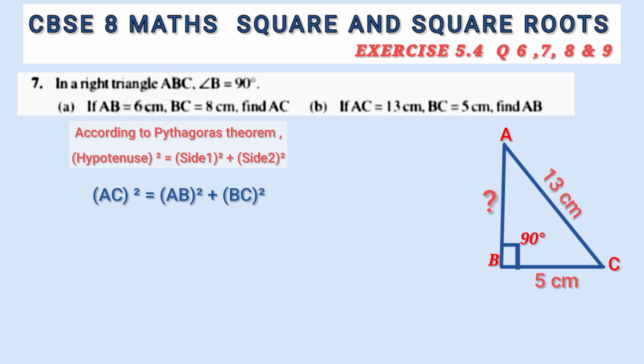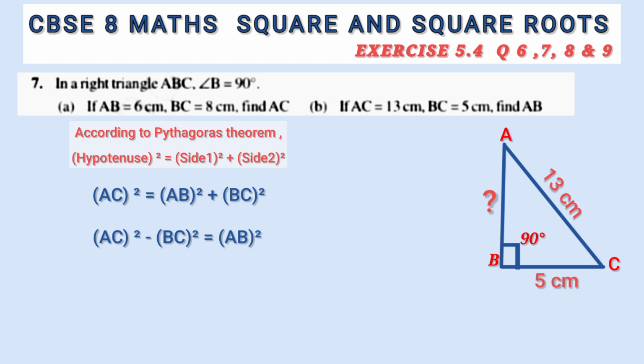Again we will be using Pythagoras theorem. We have hypotenuse square equals side 1 square plus side 2 square, that is AC square equals AB square plus BC square. But in this case the hypotenuse and one side is given, the other side we have to find. So we will make some changes in the equation. We have to find AB square, so we will leave it alone on the right side and we will shift BC square towards the left side. The equation we will have is AC square minus BC square equals AB square.